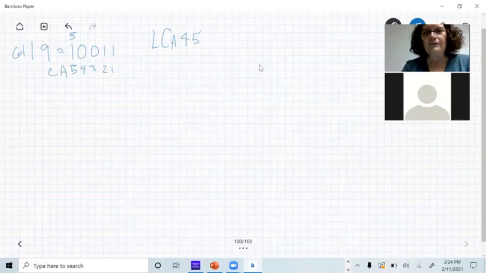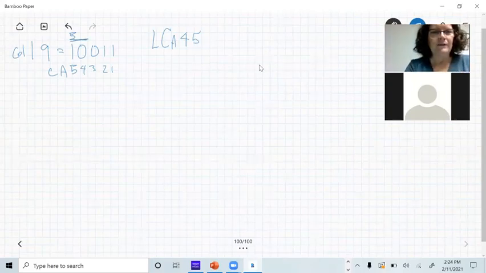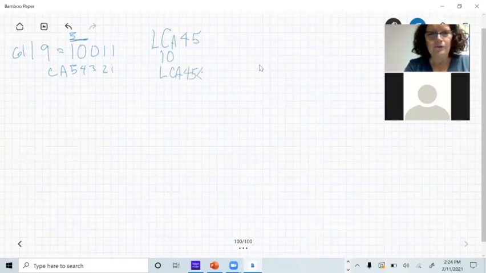Okay, so LCA 45 is going to be the pre-decode on these first 2 bits. So for 19, those pre-decode bits would be 10, which would correspond to LCA 45 of 2.